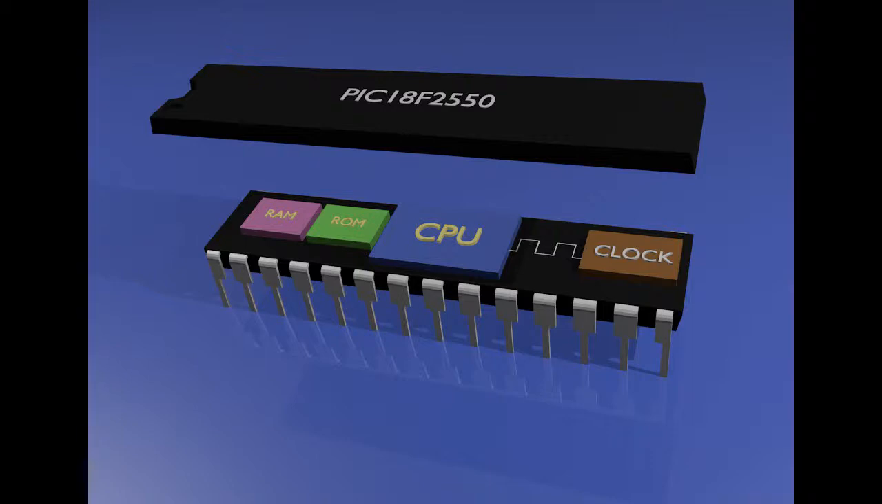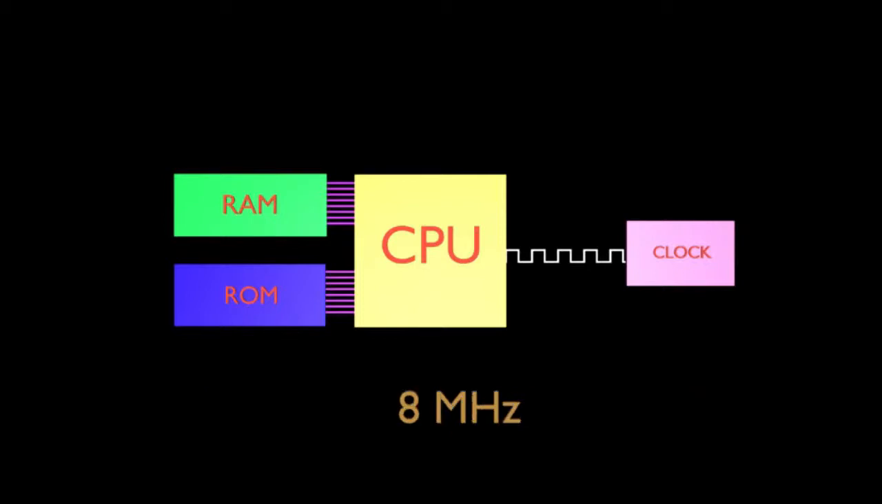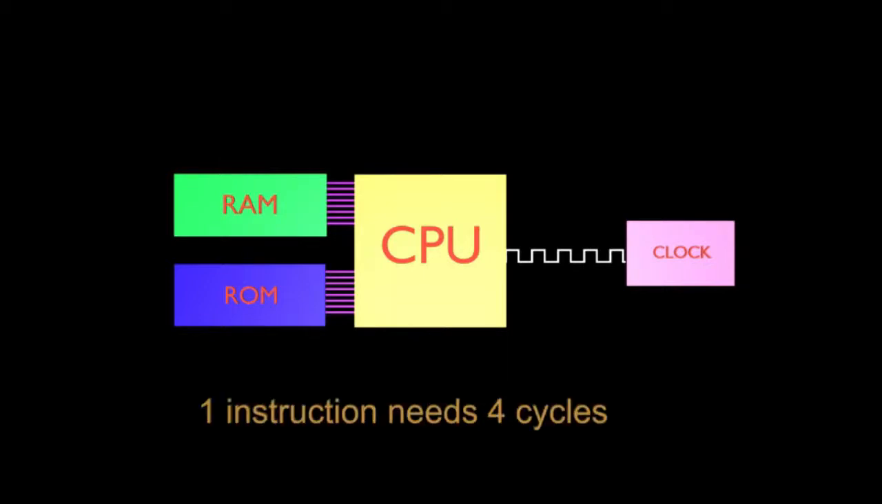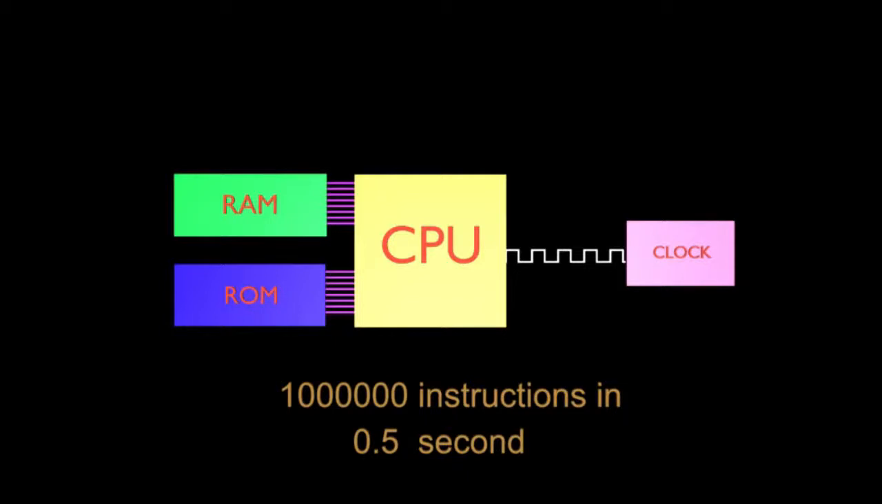This clock produces 8 million cycles per second, or in more technical terms, 8 megahertz. Each instruction inside the PIC needs 4 clock cycles to be executed. That is 0.5 microseconds. How fast is that? Well, think about this. Humans blink in about 400 milliseconds, which is less than half a second. So by the time you have finished blinking, the PIC is able to execute close to 1 million instructions.